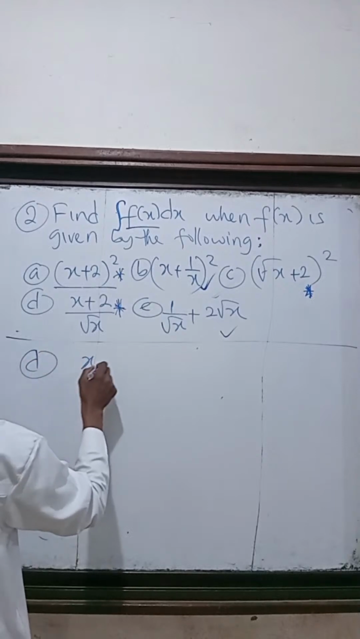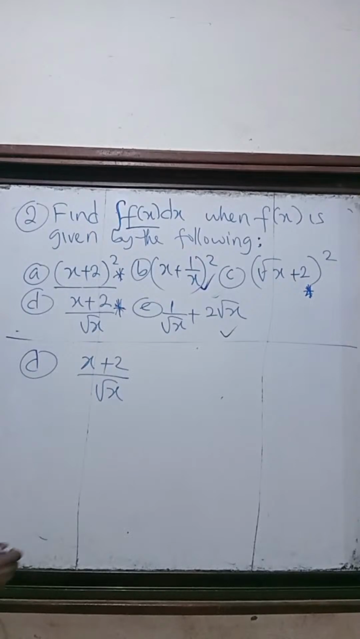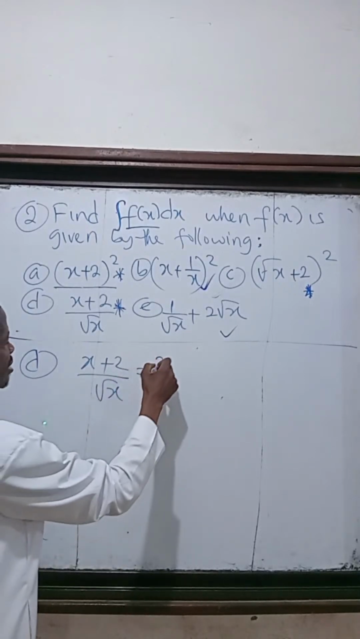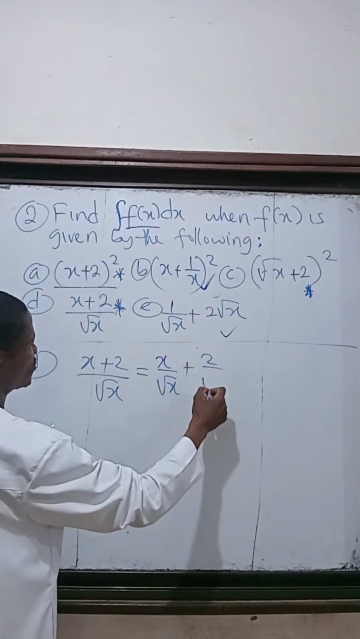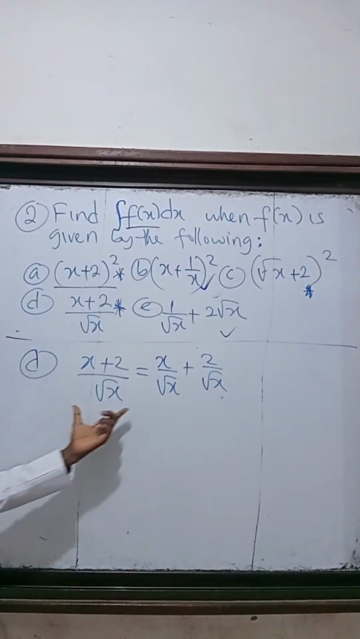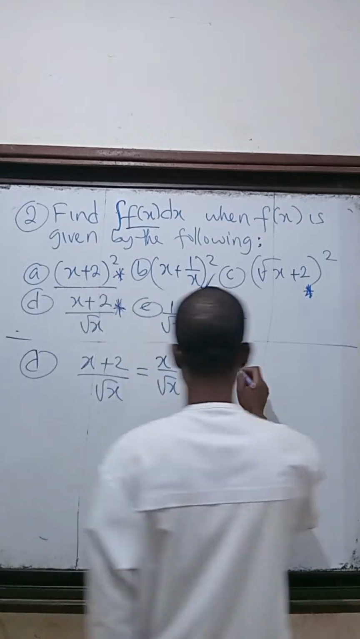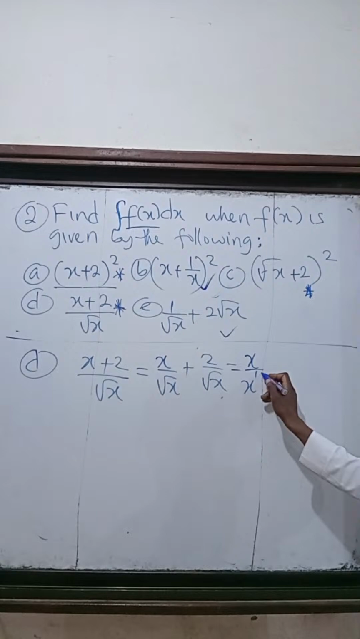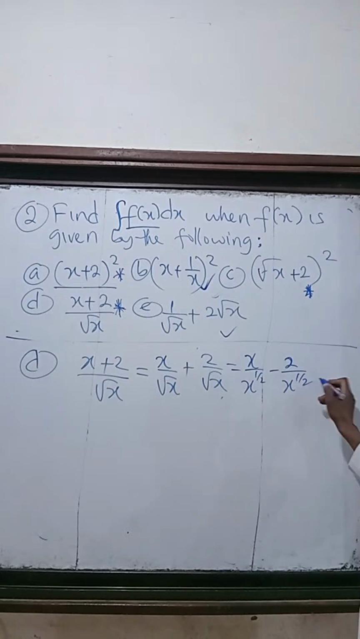I've done B now. I'm going for E. We have (x + 2) over root x. So this will be equal to what? Let's do the algebra first. This will be x over root x plus 2 over root x. That's the meaning of that. And that will be equal to, remove the radical, x over x to the power half, plus 2 over x to the power half.